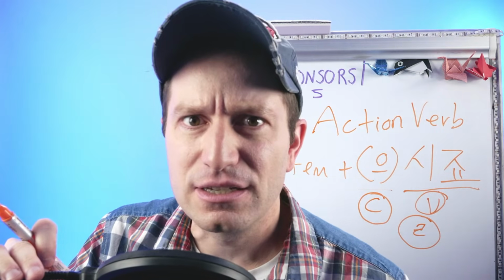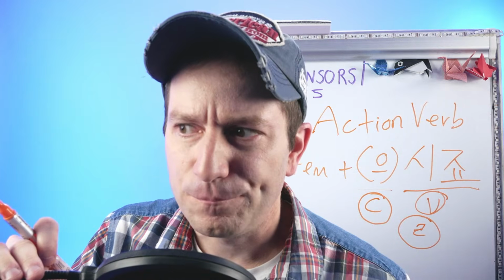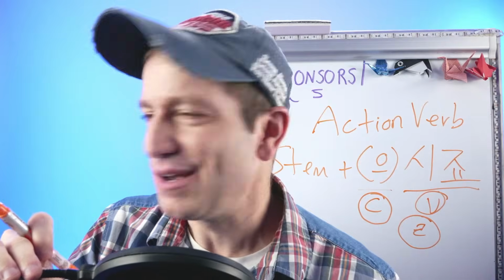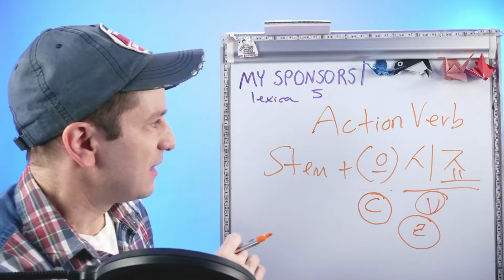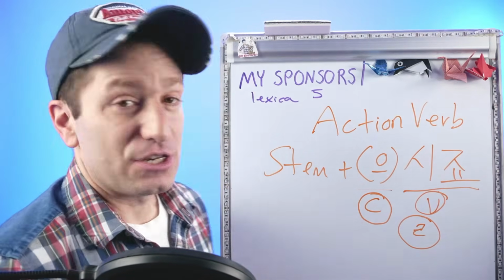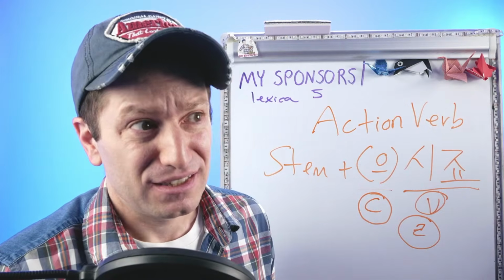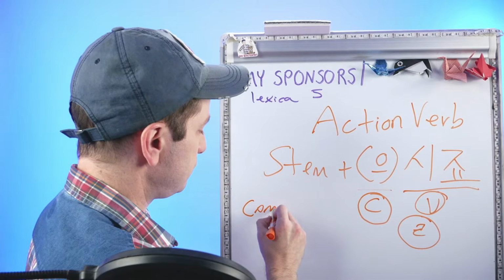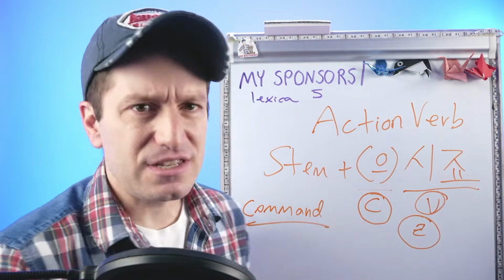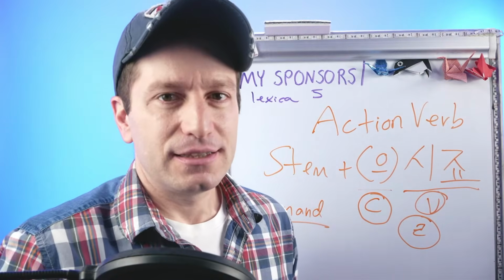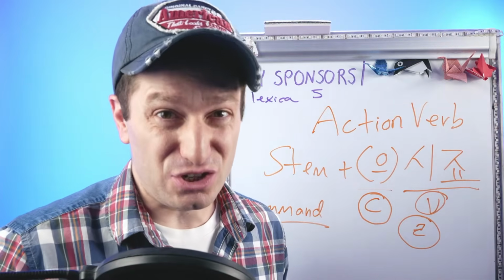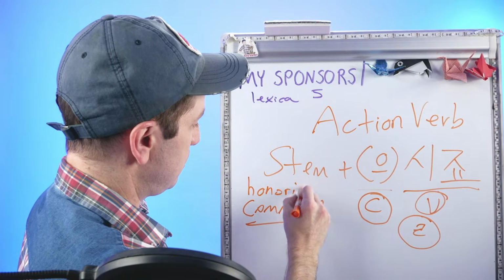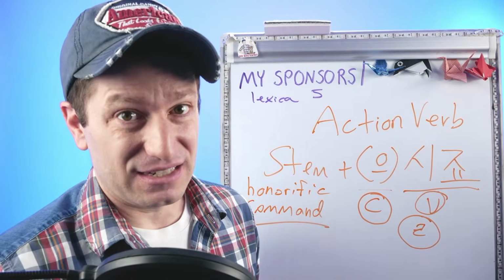A dark secret that it never wanted you to know. But I'm going to expose it today. In this episode of Billy Exposes Hanja. This form is actually not a let's form. This form is secretly a command. What is a command? Do it! This form is actually telling someone to do something. What it is is an honorific command.